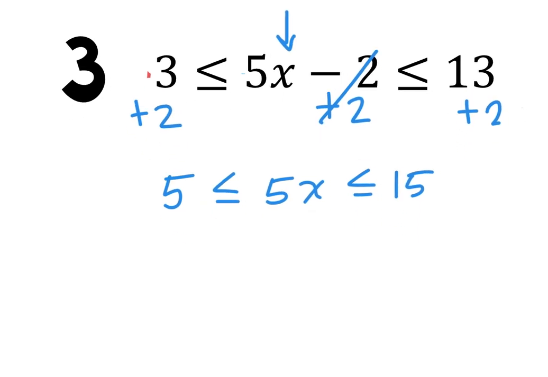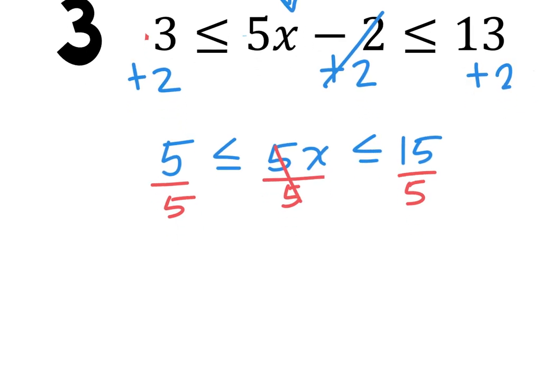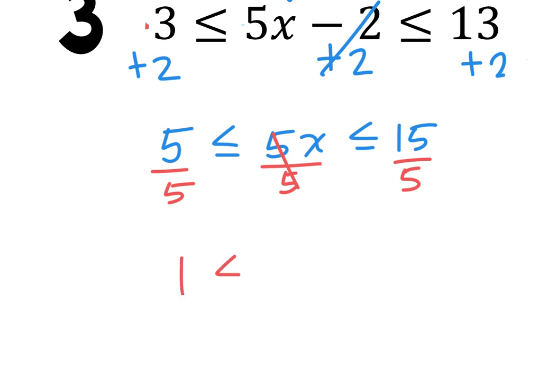And now all I have to do to get that x in the middle by itself is get rid of that coefficient. So I'll divide by 5. But again, make sure you do it to both endpoints so that we're just solving each inequality at the same time instead of two separate. Okay? So now 5 divided by 5 is 1. So 1 is less than or equal to x, which is less than or equal to 3.